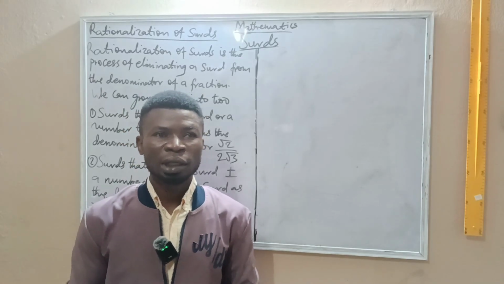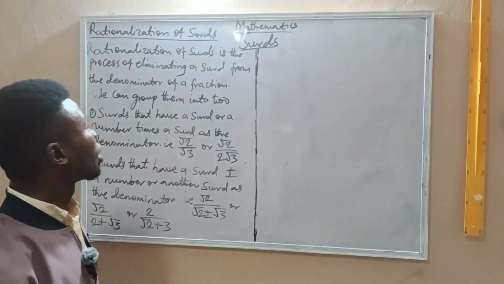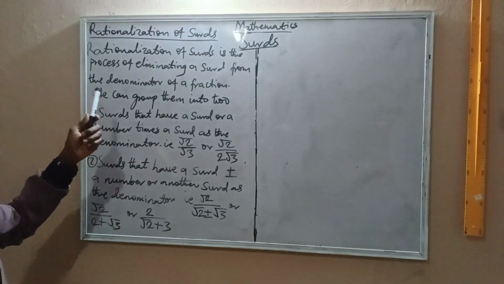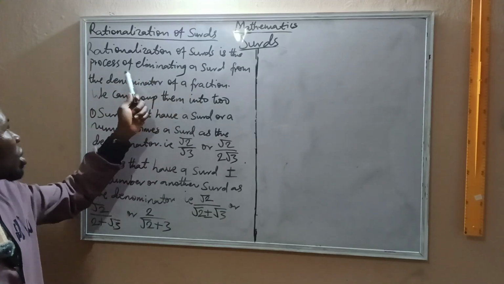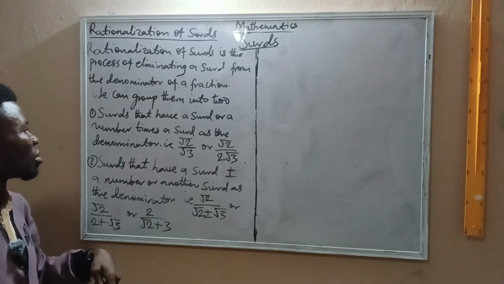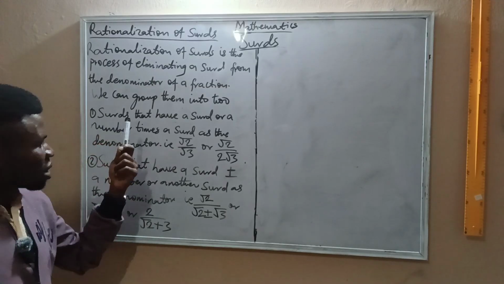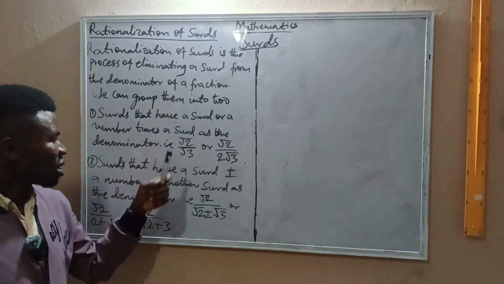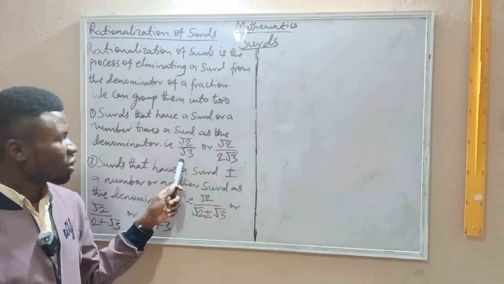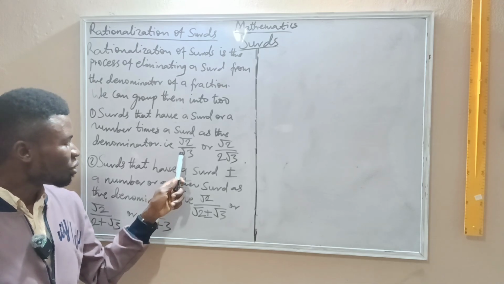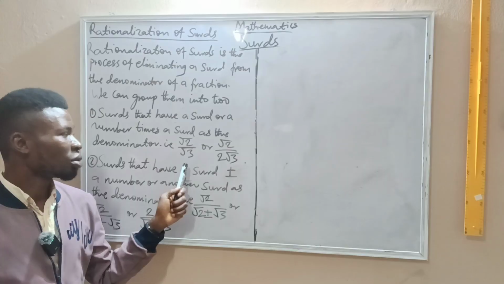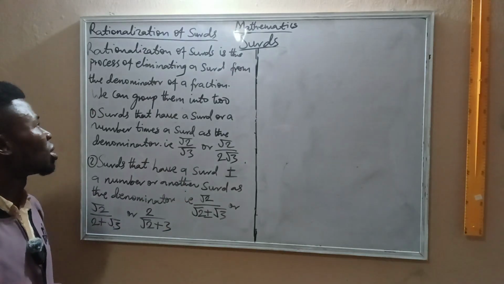So today we want to look at rationalization of surds. I will have a theory on the board. It says rationalization of surd is the process of eliminating a surd from the denominator of a fraction. What that sentence is trying to say is rationalization is just the process of removing this surd 3. For instance, if we have surd 2 over surd 3, the process of removing this surd 3 from the denominator so that it will be a number alone and not a surd. That's what they call the rationalization.